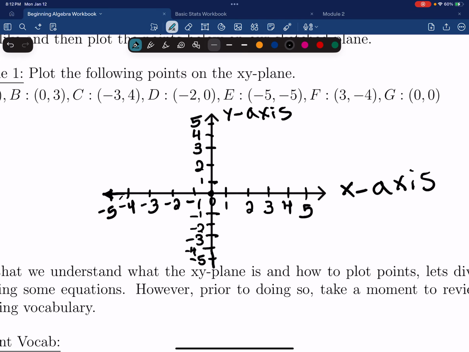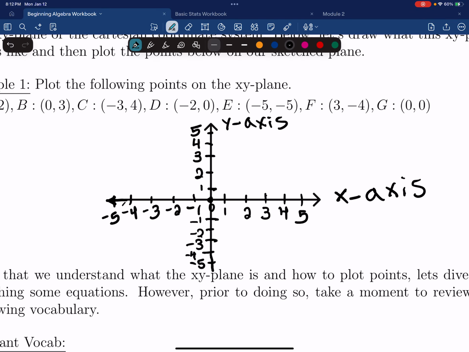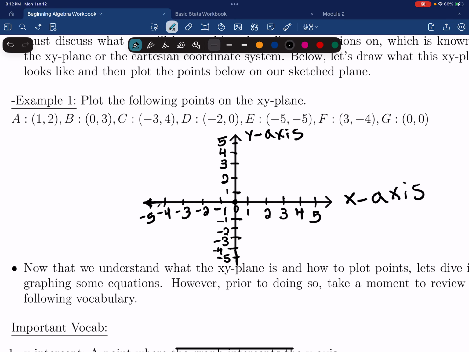I apologize for not leaving a good amount of room for this. Alrighty. So we've drawn out the xy axis. These are our tick marks. So over here are our negative tick marks on the x-axis. These are positive tick marks on the x-axis. These are positive tick marks, or the positive direction, in the y-axis, and this is our negative direction in the y-axis.